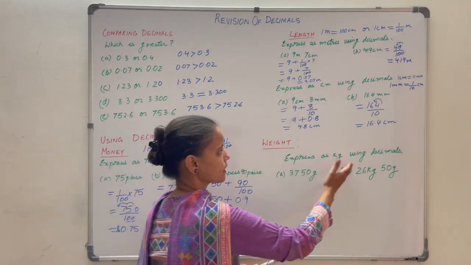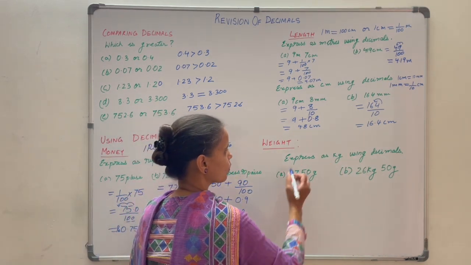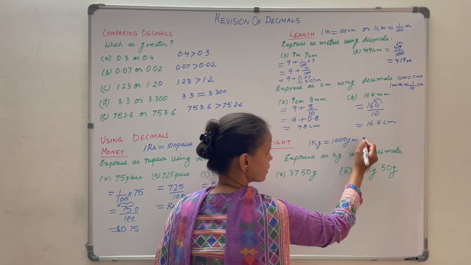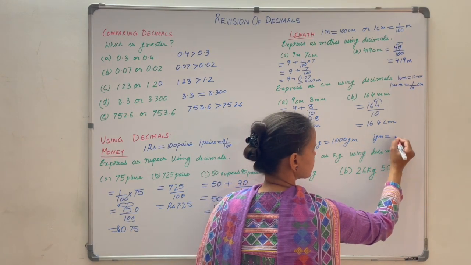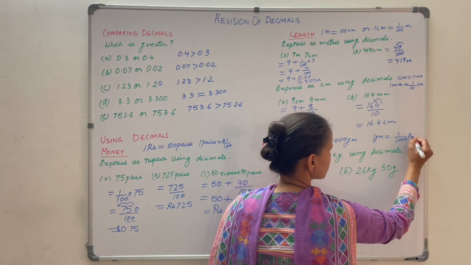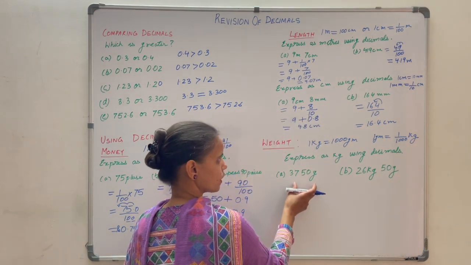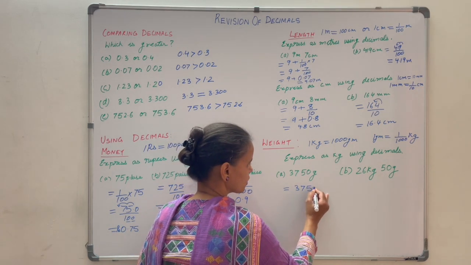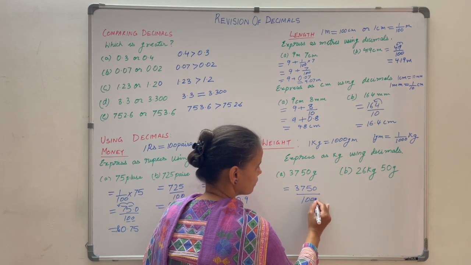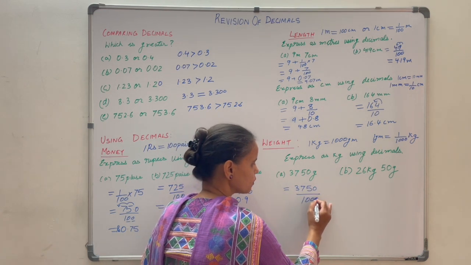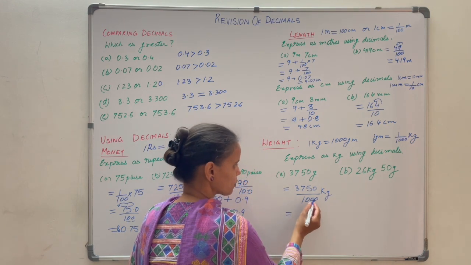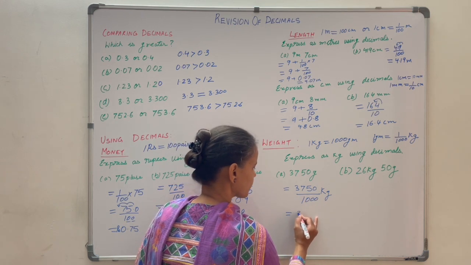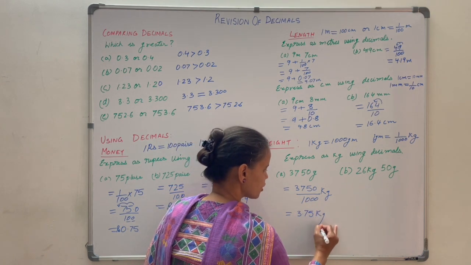Weights expressed as kgs using decimals. So 1 kg is equal to 1000 grams, or 1 gram is equal to 1 upon 1000 kgs. So you need to convert this into kilograms. You are going from a smaller unit to a greater unit, which means you have to divide by 1000 here because you have to convert from grams to kgs. Division by 1000 means move the decimal point towards the left side by 3 digits. So it will become 3.75 kgs.